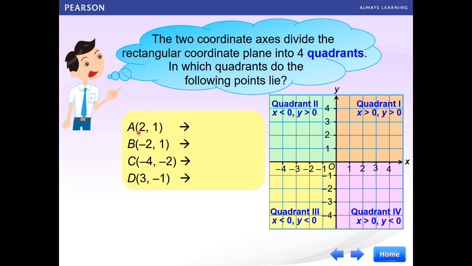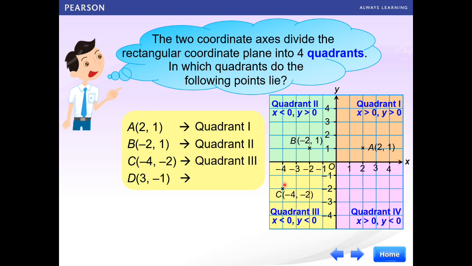So let's see these 4 points. For A, (2, 1) will be here. We'll say that is in quadrant 1. B will be in quadrant 2. C will be here in quadrant 3, and D will be in quadrant 4.